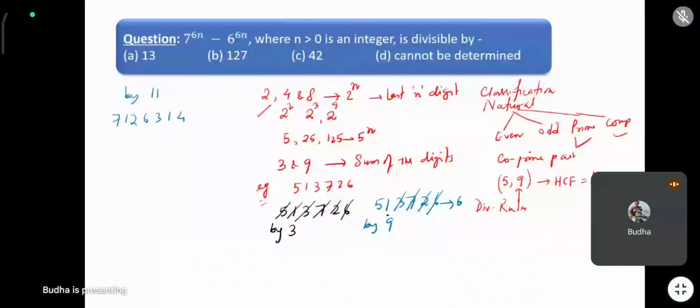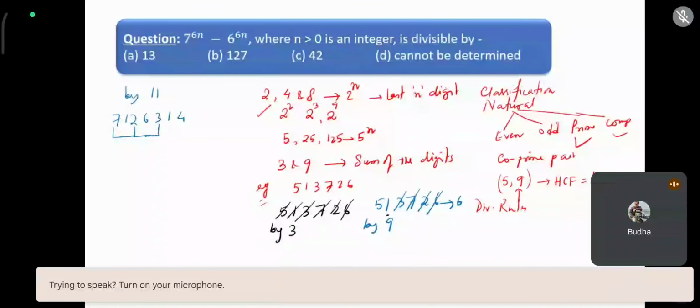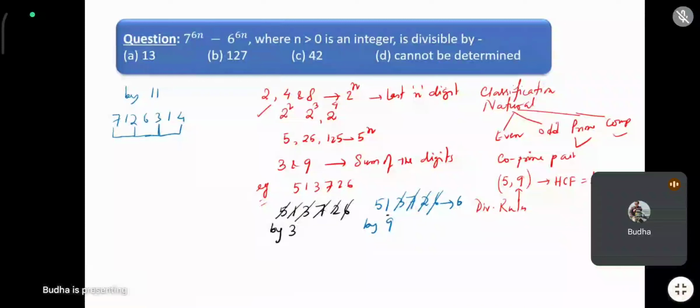So for 11, I hope you remember the rule for 11. We check the alternate digits. You go on adding. You start from left or right, whichever way you feel like, and just go on adding the alternate digits. 7 plus 2 gives us 9. 9 plus 3 gives us 12. 12 plus 4 gives us 16.